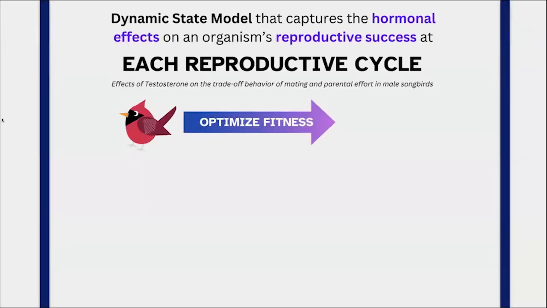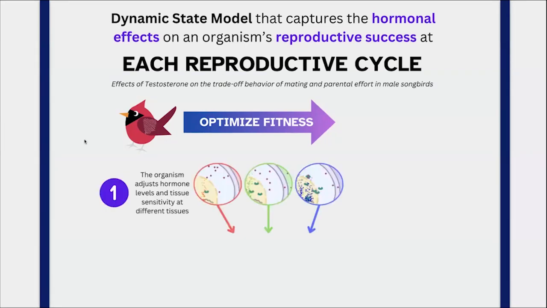Yeah, so to get into a little bit more of what that research was and what we were given at the beginning of this program, Dr. Barron created a dynamic state variable model that captured the hormonal effects on an organism's reproductive success at each reproductive cycle. And this model was forward-looking, meaning at each cycle, it outputted optimized values that modeled an organism's reproductive success.